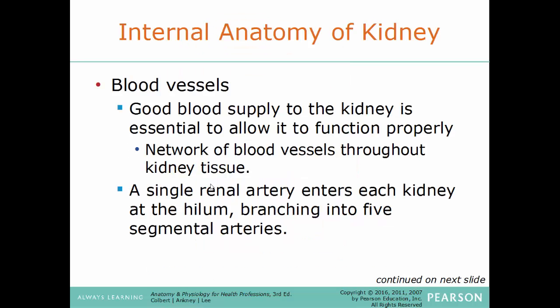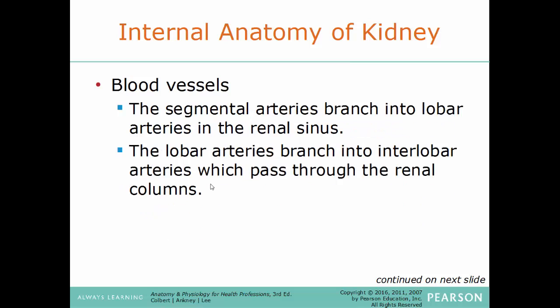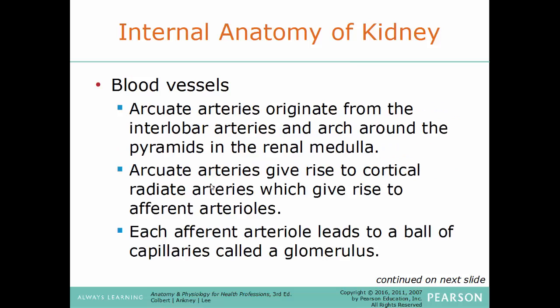Alright, blood vessels. Now, having a good blood supply to the kidneys is essential in order for the kidneys to work properly. And there's a large network of blood vessels that are found throughout the kidney tissue. Now, for each kidney, there's a single renal artery that will enter each kidney at the hilum, and it will branch into 5 segmental arteries. These segmental arteries will further branch into lobar arteries, into the renal sinus. These lobar arteries will branch into interlobar arteries, which will pass through the renal columns. The arcuate arteries originate from the interlobar arteries and actually arch around their pyramids in the renal medulla.